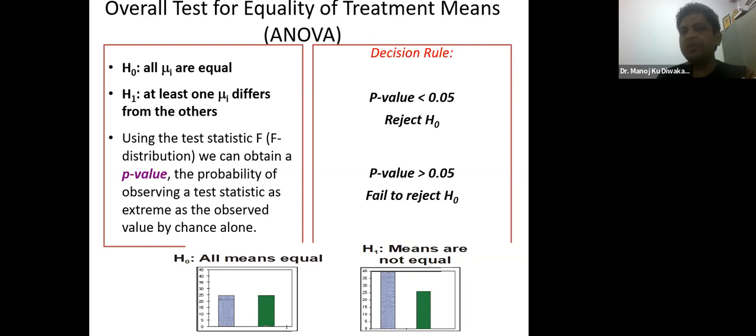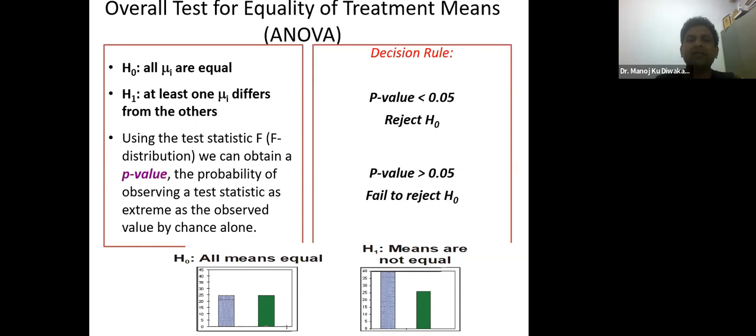For the overall test of equality of the treatment means, we are just saying that the treatment means of sample one, sample two, and sample three are the same, as when we ask whether the mean IQ of JNU, DU, and Jamia Millia Islamia are the same or not. So this is basically the null hypothesis: all mu i's are equal. The mean IQ of JNU, DU, and JMI are the same. The alternative is that at least one mu i differs from the others. That is what we are looking at here.